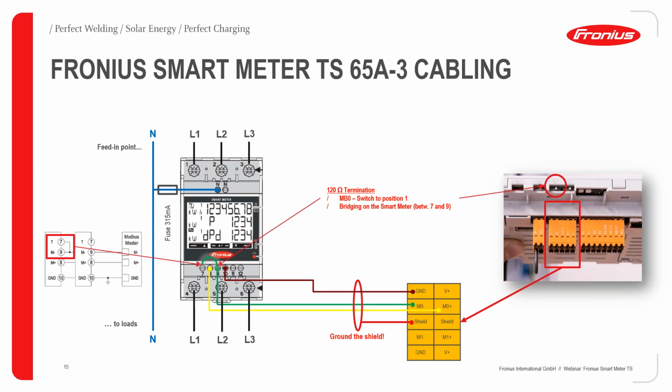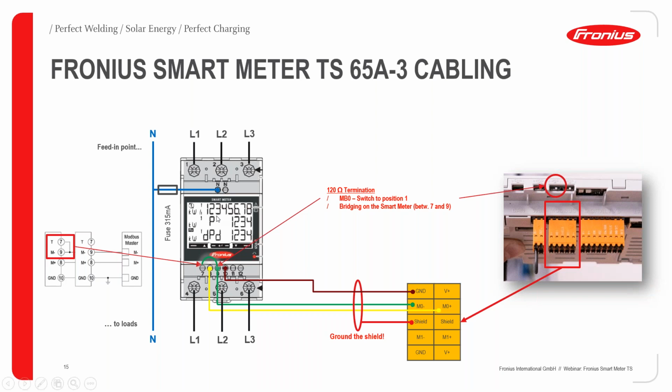The second thing is always set the termination on the end of our Modbus line. So our Modbus RTU line is always a serial connection, and at the end of our line, we must make sure to set our 120 ohm resistor. That's to ensure the best data quality.